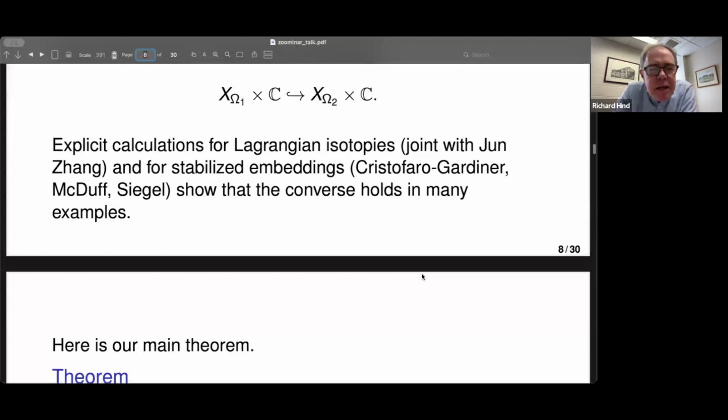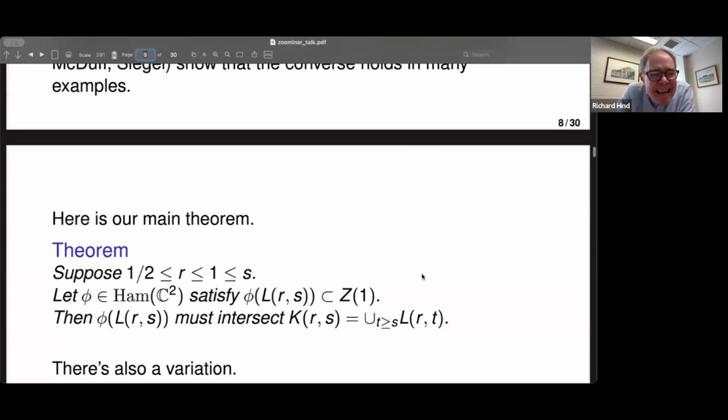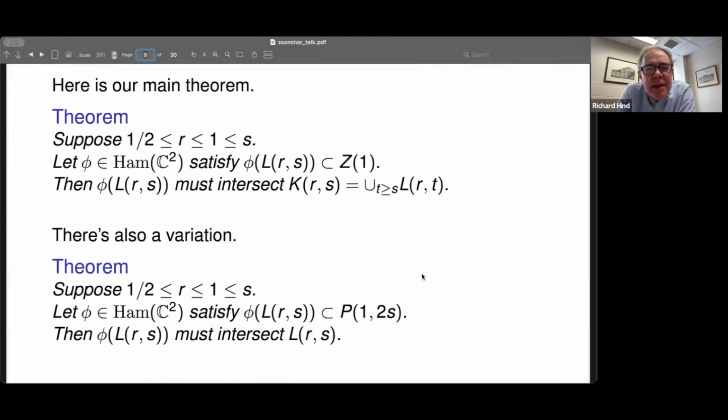So this is this Lagrangian intersection result. There are some restrictions. I'm assuming that R is bigger than a half, S is bigger than 1. Then suppose I have a Hamiltonian diffeomorphism of C2, which takes the product Lagrangian torus and maps it back into the cylinder. Then the claim is that the image of the torus has to intersect K.